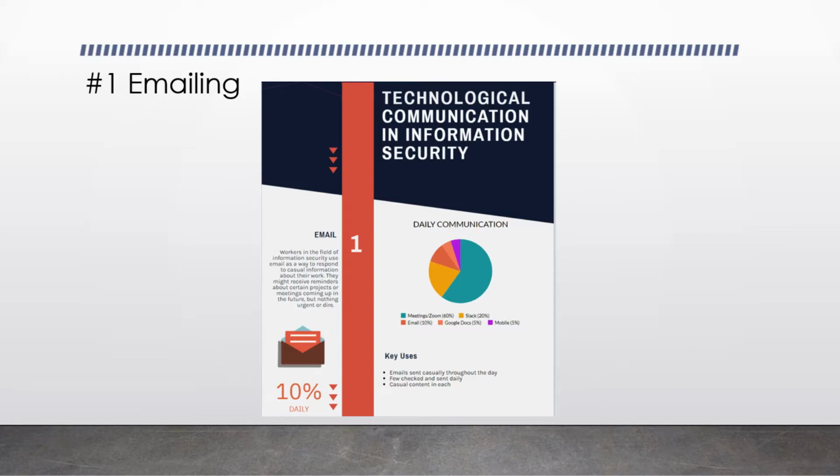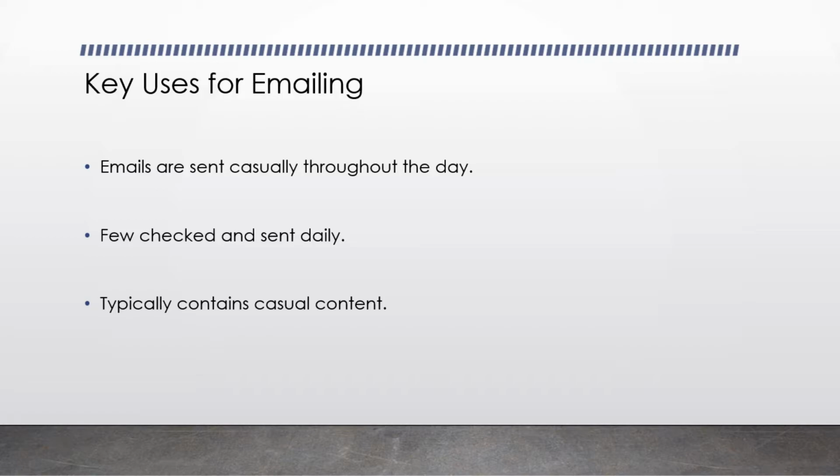So firstly, emails. Workers in the field of information security use email as a way to respond to casual information about their work. They might receive reminders about certain projects or meetings coming up in the future, but it's nothing urgent or dire. Like I said, some of the key uses for emailing are that they're sent and checked casually throughout the day. I talked to my dad a little bit about this, and he said emailing isn't a huge part of his day in the office. It's mainly something that he checks during the start of the day, maybe once or twice during the middle, and then once at the end. And he said it's usually just updates about projects or work reminders, maybe about work parties or something like that. Just very casual stuff.